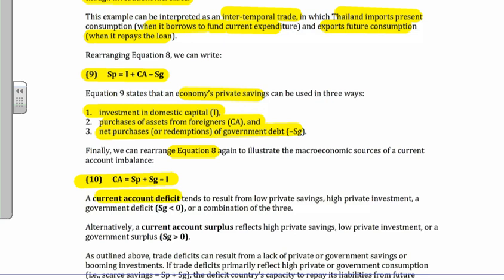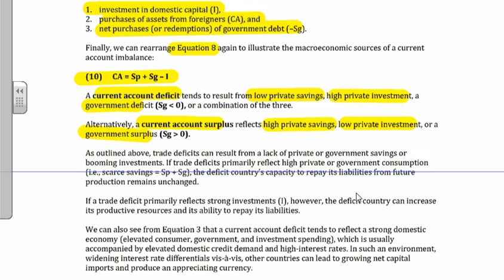A current account deficit results from low private savings, so not much money going on, but a lot of investment, a government deficit, or could be a combination of any of those. That's why there's not much money going, is there? A current account surplus is there's a lot of savings going on from private individuals and not so much money being spent. Low private investment or a government surplus. And what do we say? Trade deficits often result from a lack of private or government savings, or booming investments. And we can see those are any of those three that we mentioned earlier.